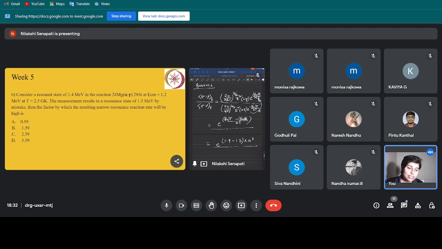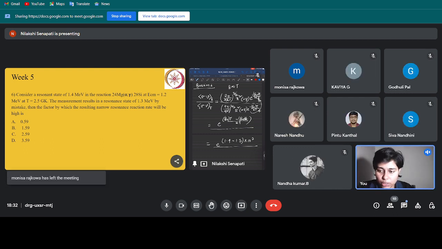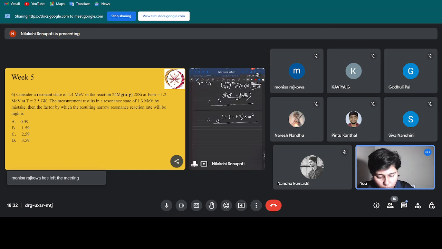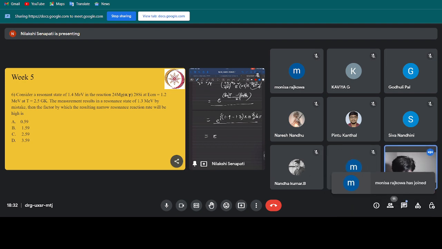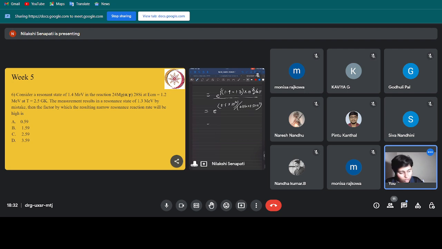Writing the temperature in terms of energy, because energy is nothing but a form of temperature. So this is the thing, but with this I have kT, so e to the power 0.1 into 10 to the power 3 by kT means 0.086 into 2.5 into 10 to the power 3, equal to 1.59. So this is the answer, that is option B.